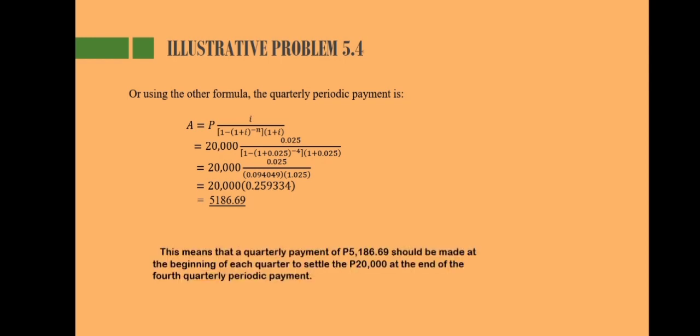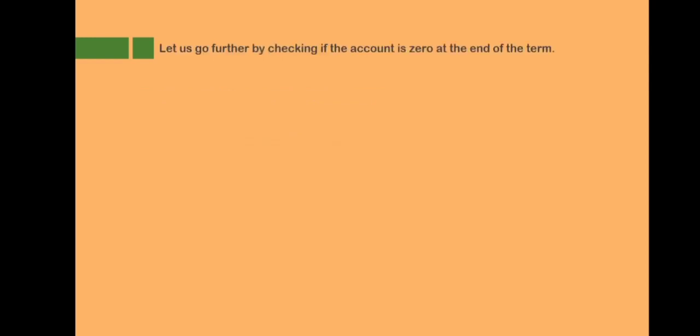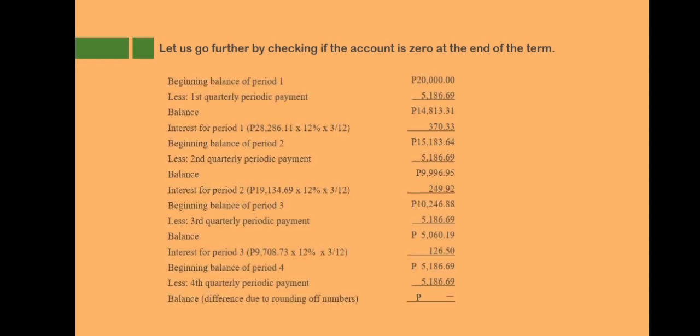So, this means that a quarterly payment of 5,186 pesos and 69 cents should be made at the beginning of each quarter to settle the 20,000 pesos at the end of the fourth quarterly periodic payment. Let us go further by checking if the account is zero at the end of the term. So, same lang sa present value of annuity due, dapat ang magiging balance natin after the fourth quarterly periodic payment is 0. So, simulan natin sa beginning balance of period 1, which is the 20,000 pesos. And bawasan natin ang first quarterly periodic payment, yung nakuha nating sagot kanina, which is 5,186.69.